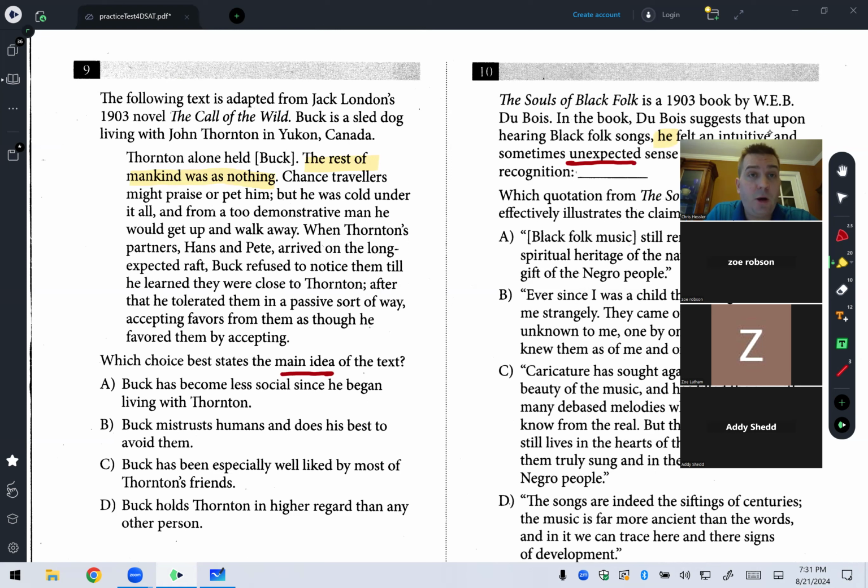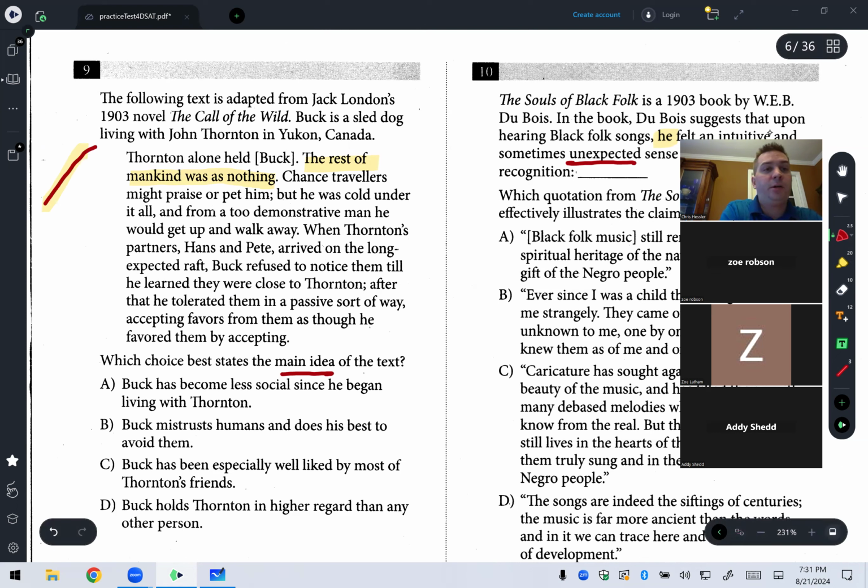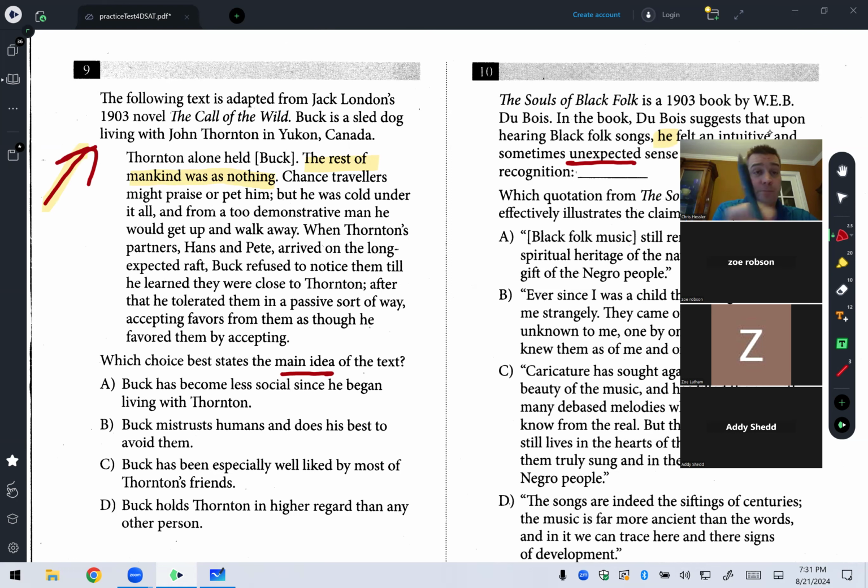All right, the following text. Oh, yeah. Before we get too far, always read this. Just draw a little arrow. They always tell you when you're doing something that's from a book, like Souls of Black Folk, or in this case, The Call of the Wild, where the passage is derived from.